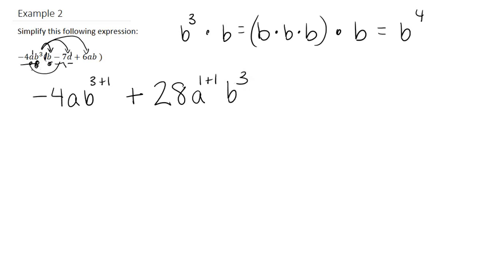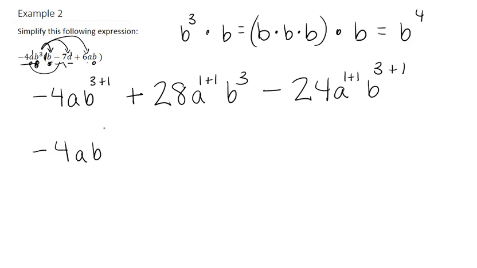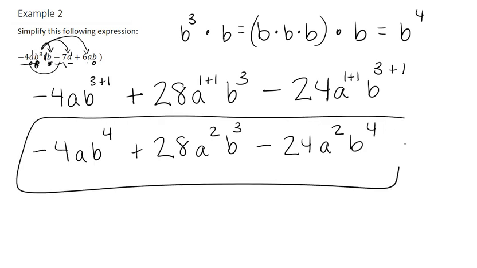as is. And then lastly, we're going to need to multiply the last term, which is the 6ab. So negative 4 times 6 is negative 24. Then we have a here and an a here. So the exponents are just 1 for each one. So it's just 1 plus 1 as we add exponents for the same variable. Then we have b to the third times this b. So we go 3 plus 1. Now let's go ahead and rewrite this. So we have negative 4ab to the fourth plus 28a squared b cubed minus 24a squared b to the fourth power. So this would be our final answer.